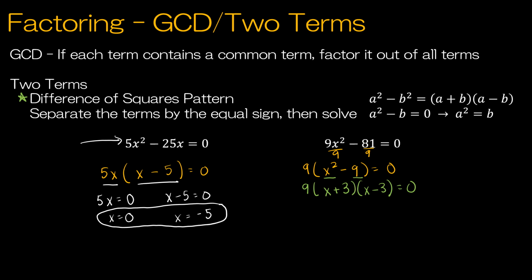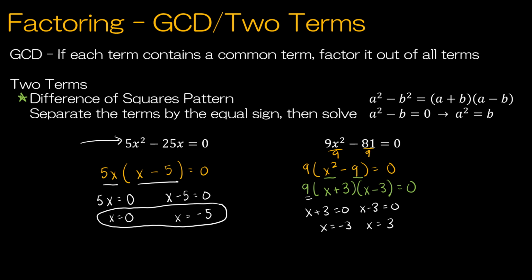If I needed to find the solutions, just as I did before, I would set everything equal to 0. I don't have to set 9 equal to 0 because there's no x term. So x plus 3 equals 0, x minus 3 equals 0. That gives me x equals negative 3 and x equals positive 3.